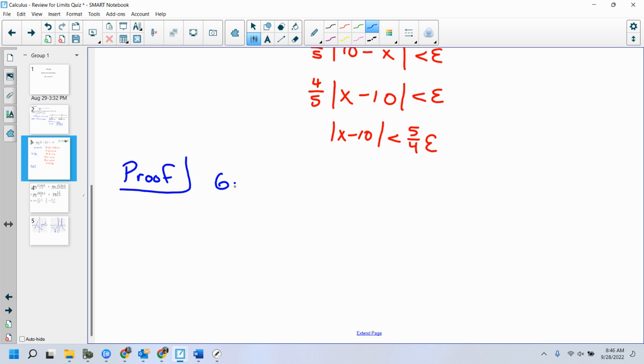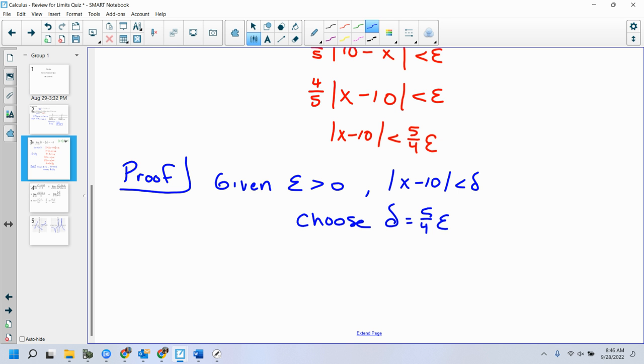We are given, and we have to start this by saying we always have to say epsilon is greater than 0, and we're going to choose. How did we do this yesterday? I felt like there was another statement in there. Choose that delta is equal to 5/4 epsilon. Didn't we say, and the absolute value of x minus 10 is less than delta? I think that we said that.